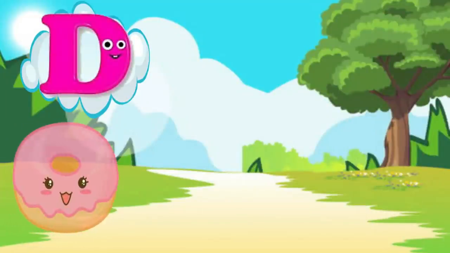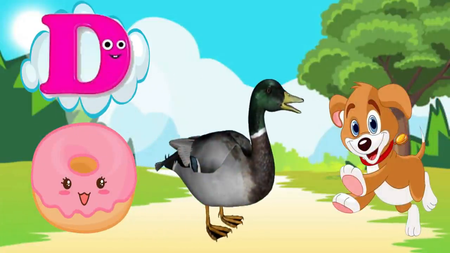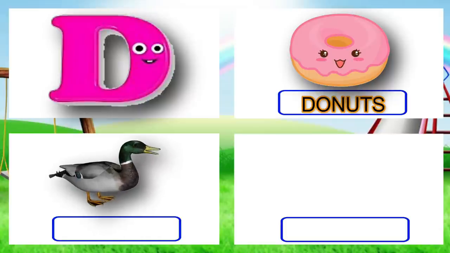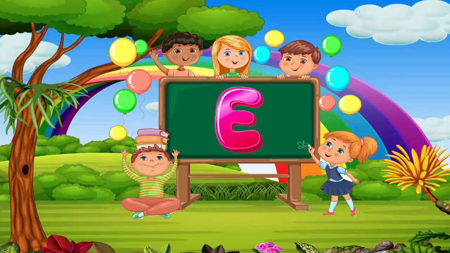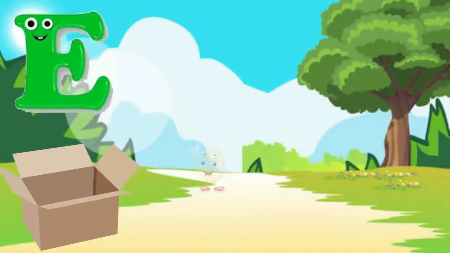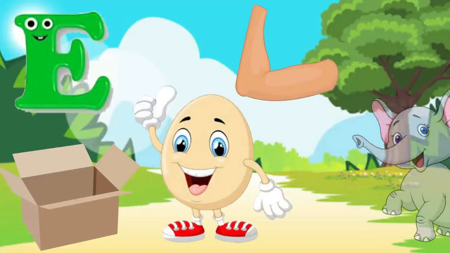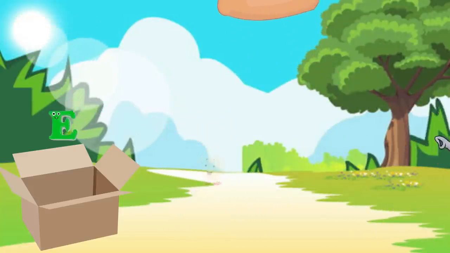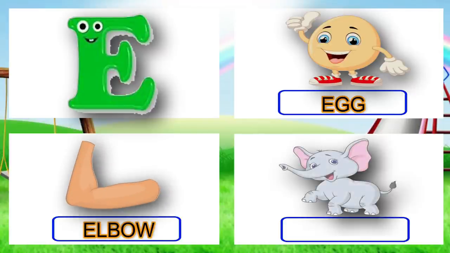D. D for donut. D for duck. D for dog. D for donut. D for duck. D for dog. E. E for egg. E for elbow. E for elephant. E for egg. E for elbow. E for elephant.